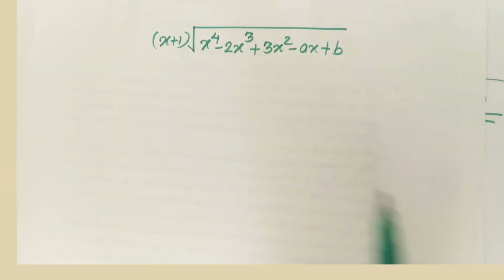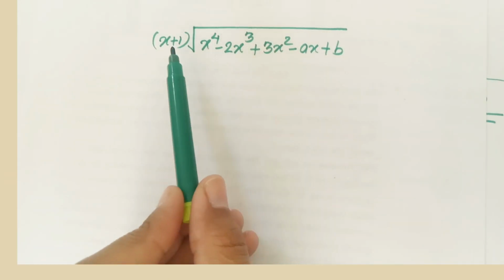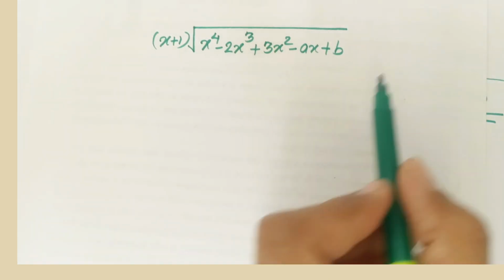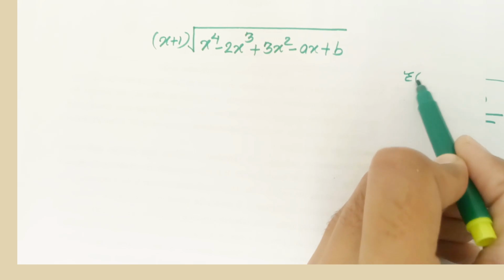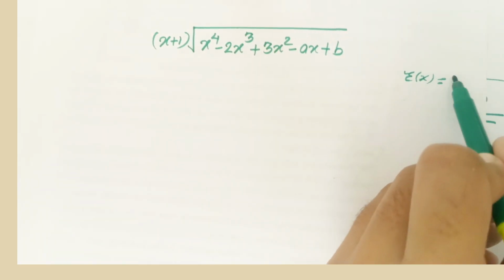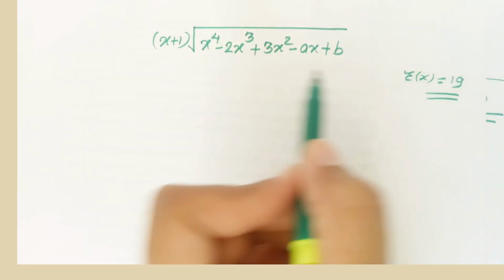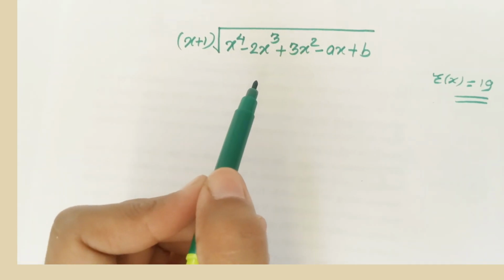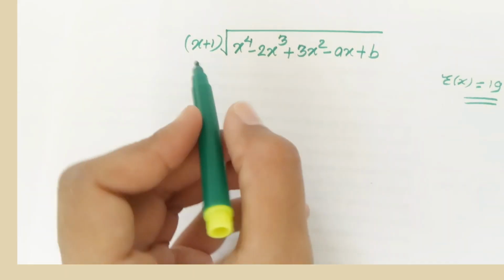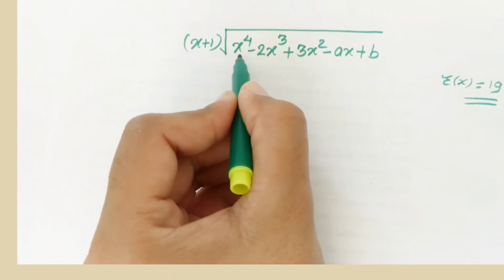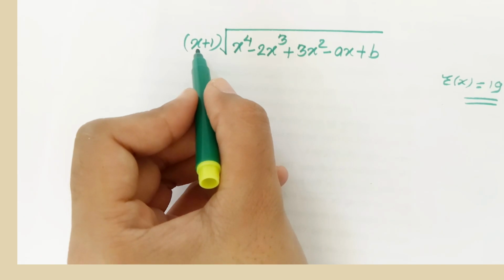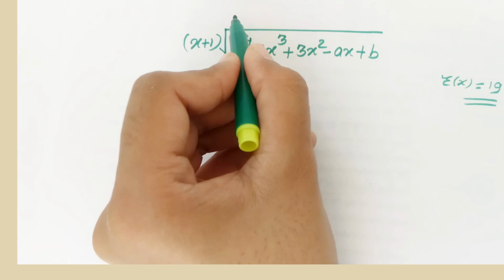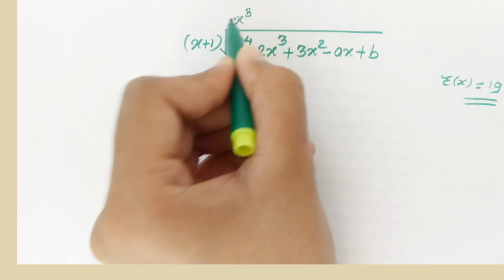Now f of x is this one, and we divide this f of x by x plus 1, and we know that after division we get a remainder. The remainder of this division is 19, which is already given, and we solve this division and check what answer we get. So let's start. Again the same division. The first term is x raised to the power 4 and here x. Convert this x into x raised to the power 4. You have to multiply by x³.